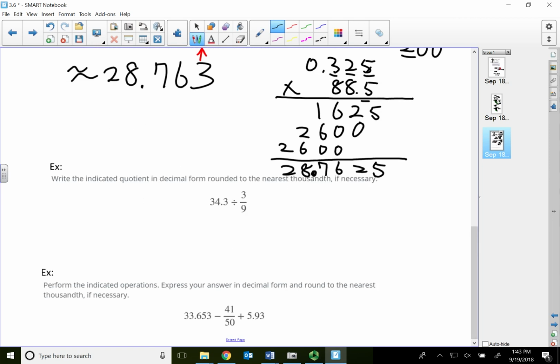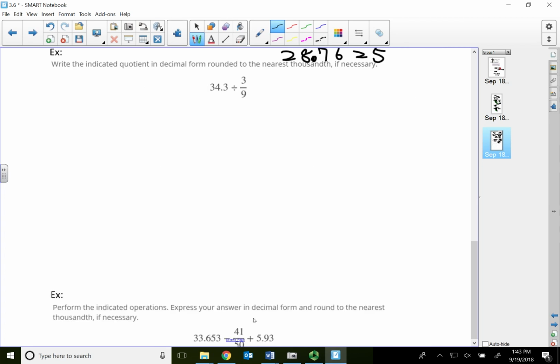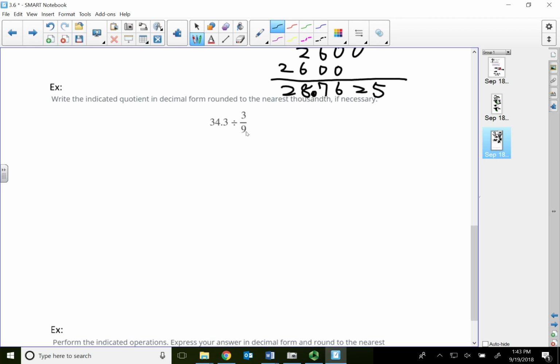All right. This is one nasty problem right here, because 3 over 9 is 1/3, and 1/3 has a repeating decimal, which is 0.3 repeating, like I mentioned in a previous video. So for this problem, let's do it from the fraction perspective. This is 34 and 3/10 divided by 1/3, which is going to end up being 10.